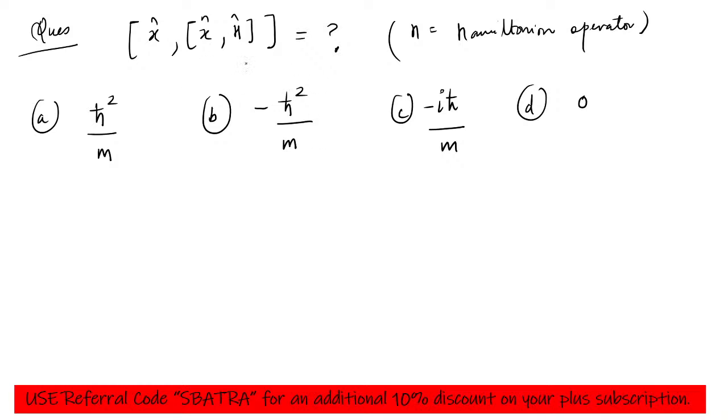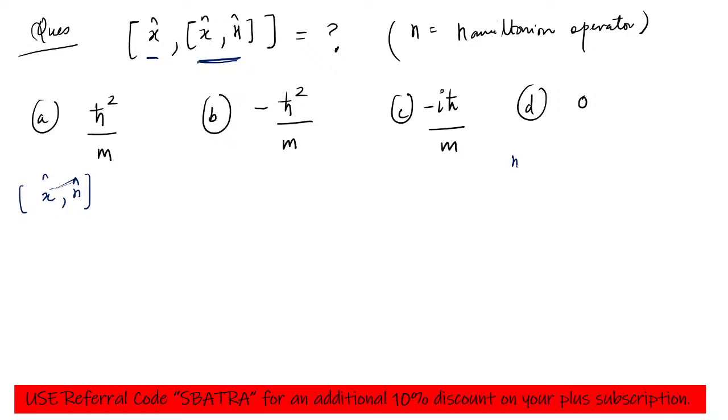See, this is your first operator. This is your second operator. So first operator and second operator. First, I'll try to find out the value of the second operator. So this second operator is X operator into Hamiltonian operator. X operator into Hamiltonian operator.